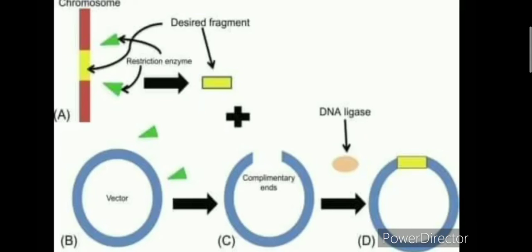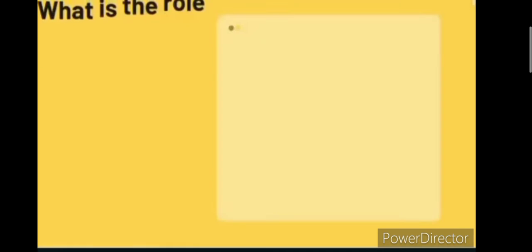This vector is then inserted into the host organism's genome. For animals, the gene is typically inserted into embryonic stem cells, while in plants, it can be inserted into any tissue that can be cultured into a fully developed plant.